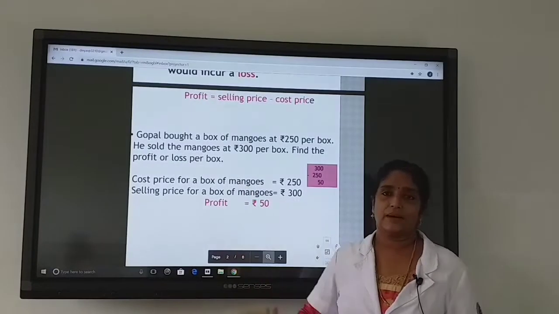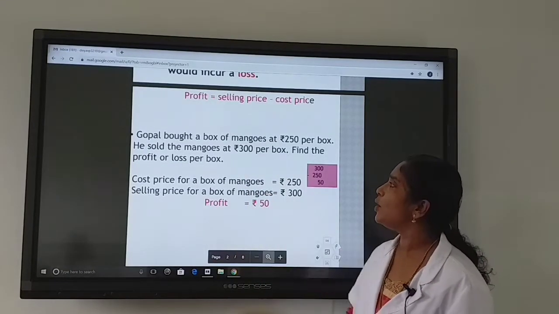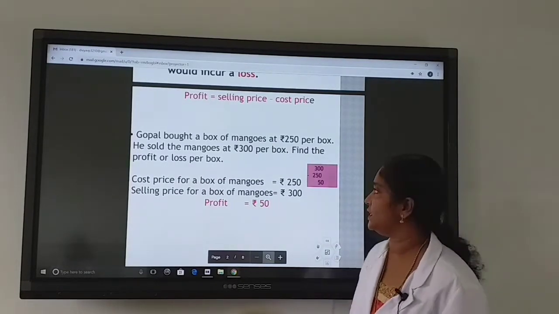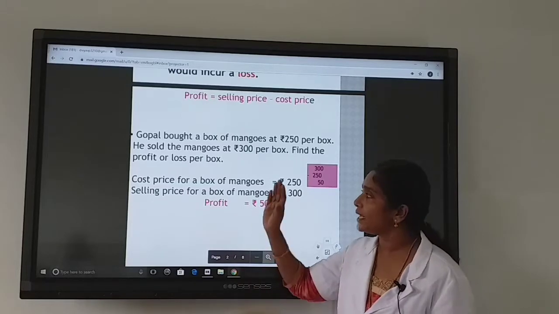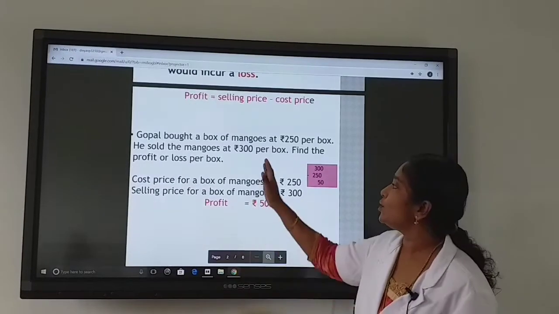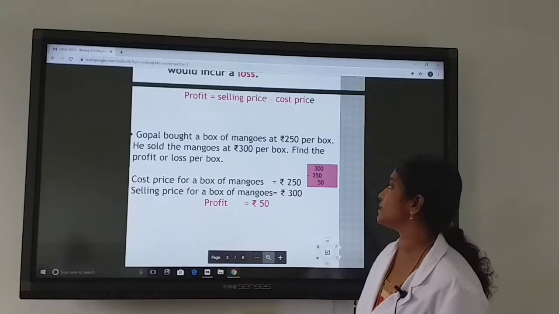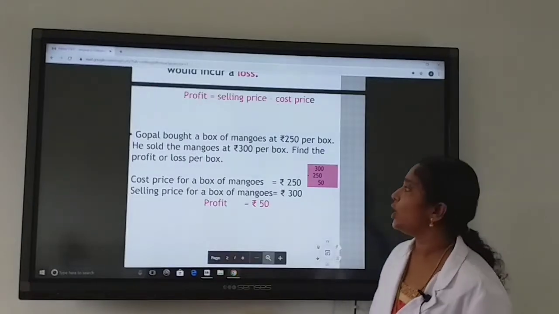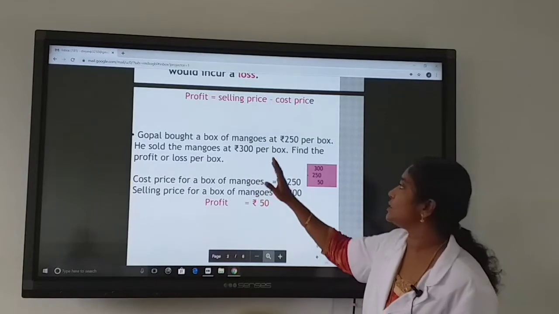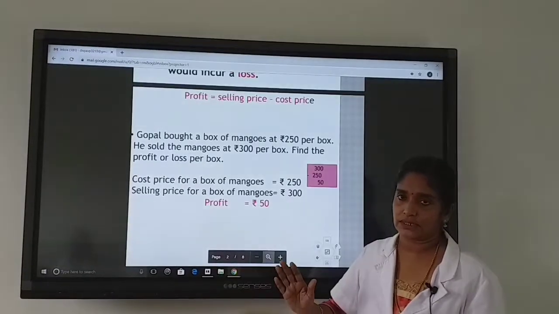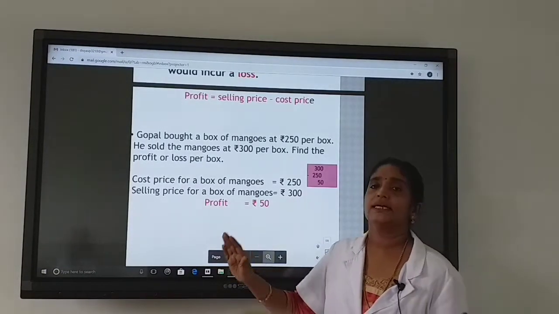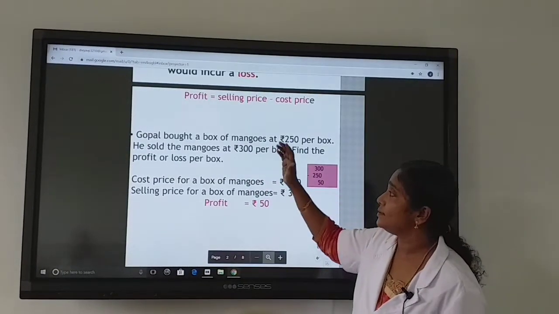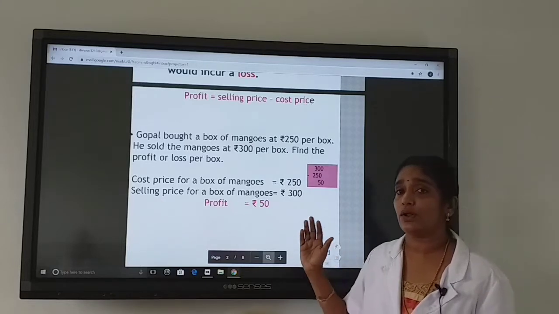We can do one example. Gopal bought a box of mangoes at rupees 250 per box. He sold the mangoes at rupees 300 per box. Find the profit or loss per box. Gopal bought the mangoes at 250 per box and he sold it at rupees 300 per box. What is the profit or loss?